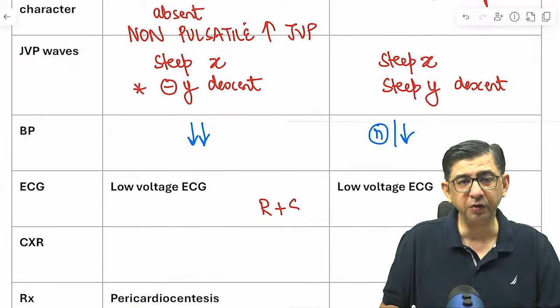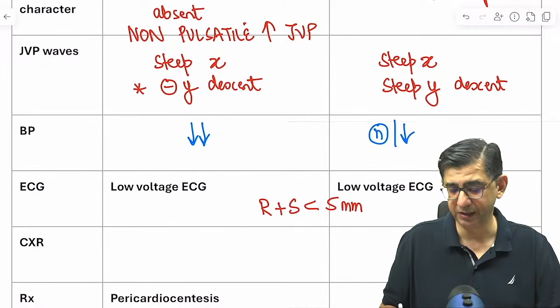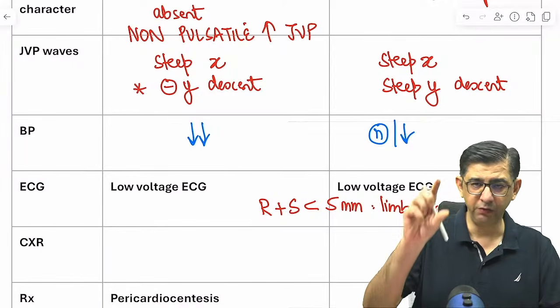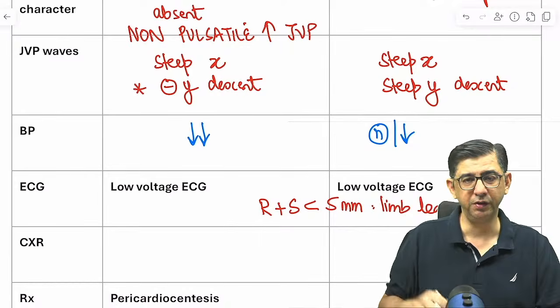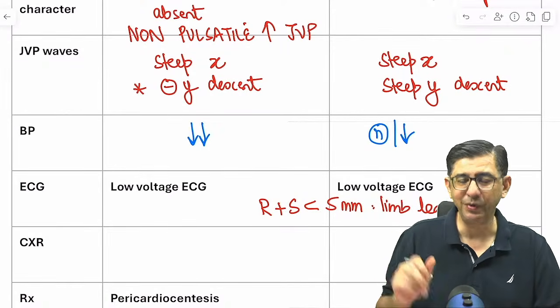Well, what is the definition of low voltage ECG? If the height of the R wave and the depth of the S wave is less than 5 mm in the limb leads, there is no need for subtraction. Whatever is the height of the R and the depth of the S waves, just count the number of chota baksa or the boxes. And if you don't do any subtraction, it's that addition.